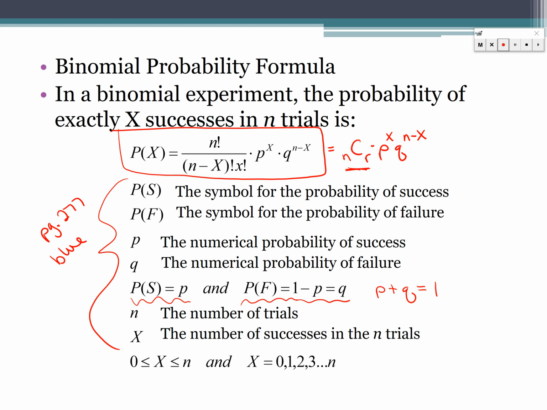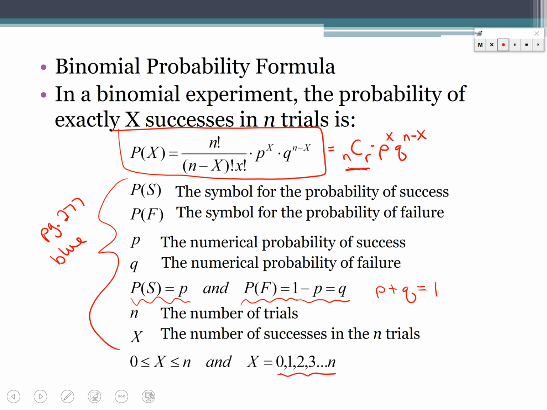Lowercase n is our number of trials, and capital X is the number of successes in however many trials that you're doing. Your capital X is greater than or equal to 0. It's less than or equal to n, which means your number of trials. So X cannot be negative, and it cannot be greater than your number of trials. Capital X, again, is your number of successes. It has to be a whole number.